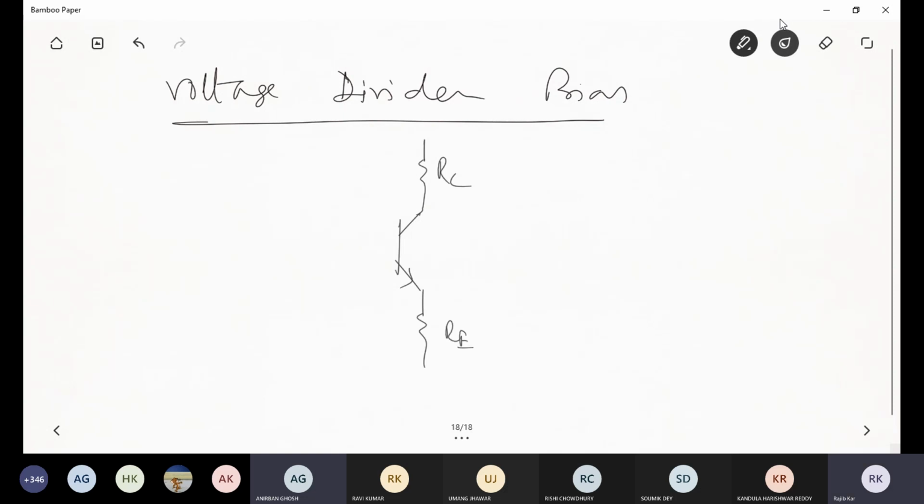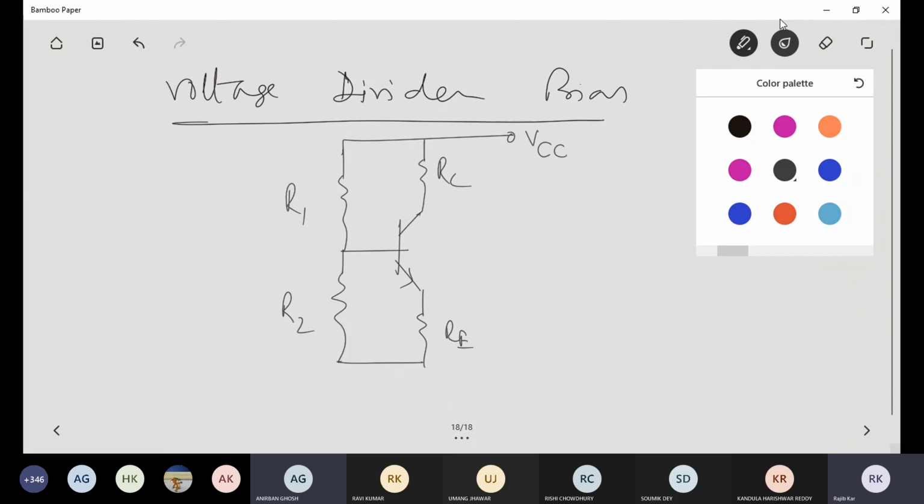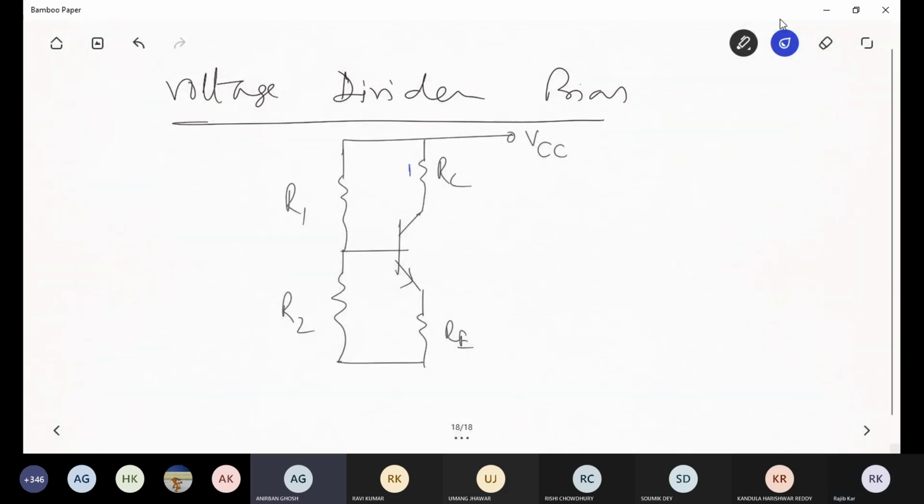RC, RE, there is a potential divider at the base terminal. We assume R1 and R2 are the 2 resistances, and we connect the collector terminal to a power supply, we give VCC, but remember it's a DC power supply which will guide you the value of IC and VCE. So this is collector current, this is base to emitter, this is IE, and this is VCE.